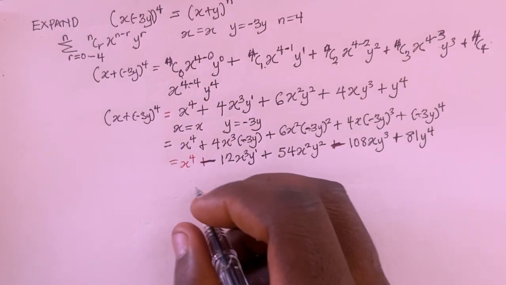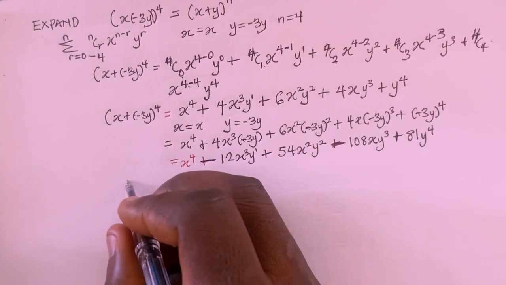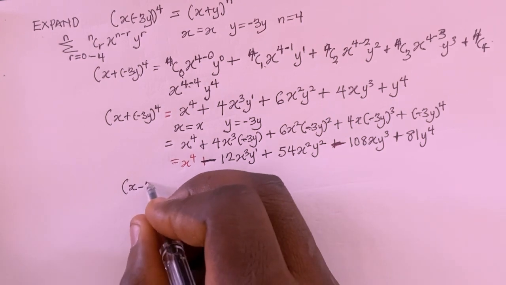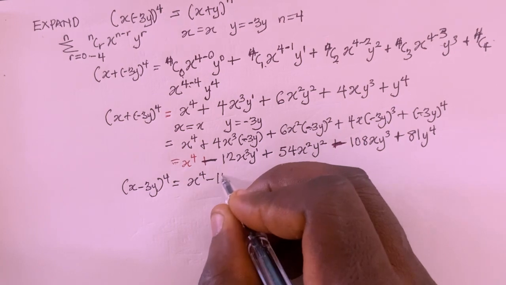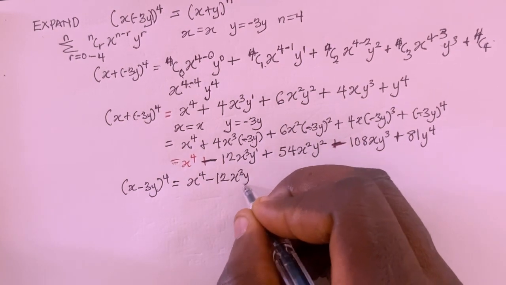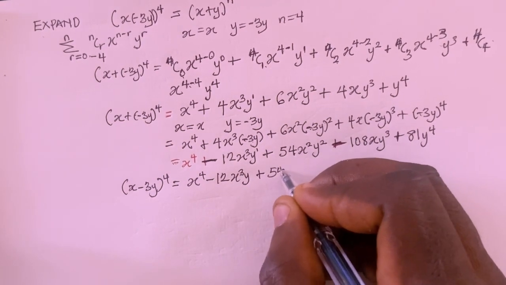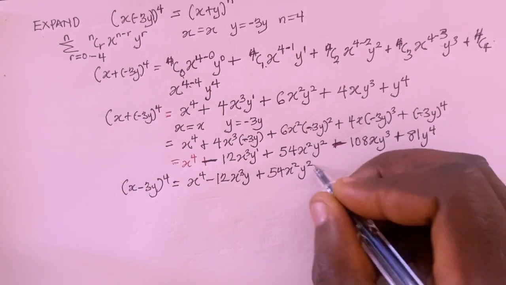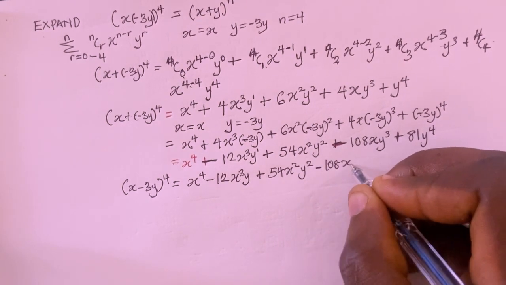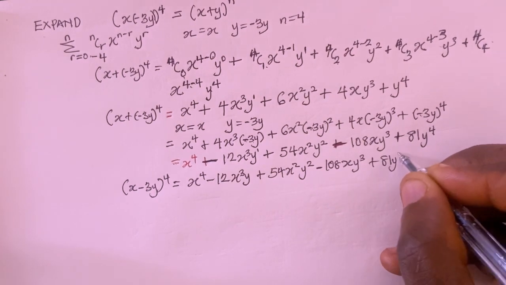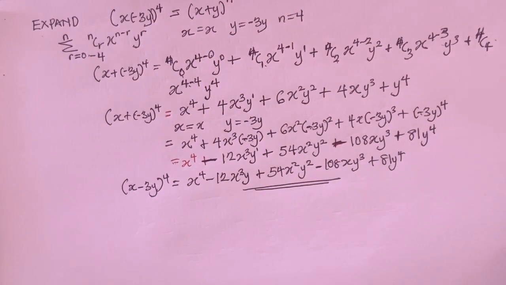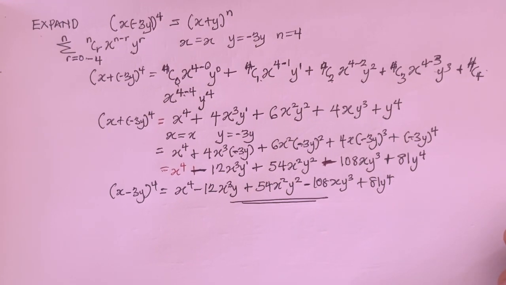So that means the final expression for this expansion of x minus 3y raised to the power of 4 is x raised to the power of 4 minus 12 x raised to the power of 3 y raised to the power of 1 plus 54 x raised to the power of 2 y raised to the power of 2, then minus 108 x raised to the power of 1 y raised to the power of 3, then plus 81 y raised to the power of 4. So that's the expansion. That's just it about this video.